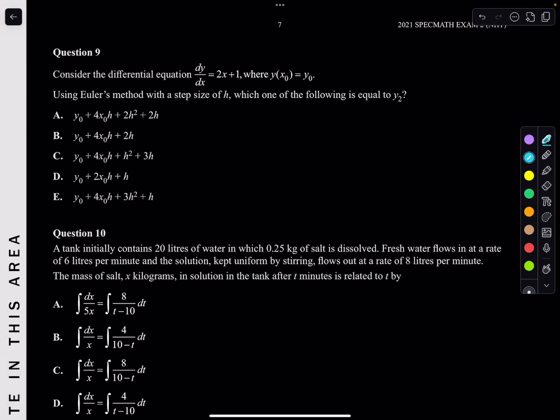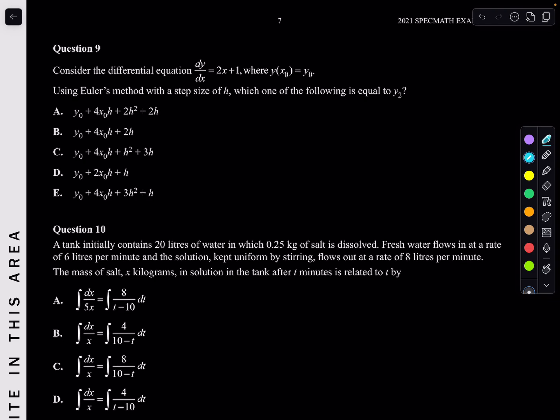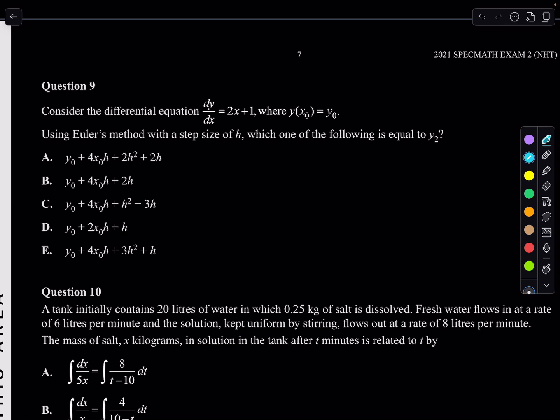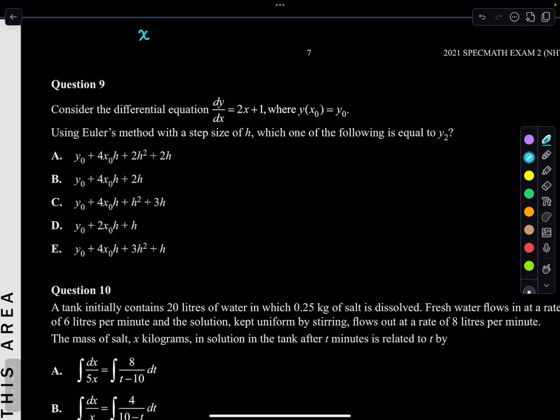Question 9. Let's have a look at this. Consider the differential equation dy/dx equals 2x plus 1, where y of x0 equals y0. Using Euler's method with step size h, which of the following is equal to y2? A really genuinely nice question. So we know that Euler's formula goes like this: x(n+1) is equal to xn plus h, y(n+1) is yn plus h times f(xn), where f of x is your differential equation. So in this case, it's 2x plus 1.